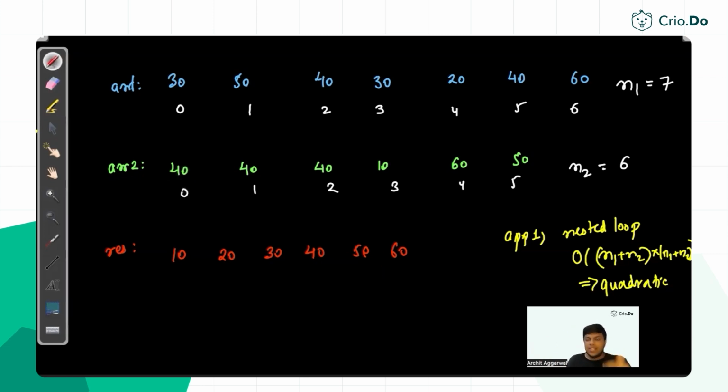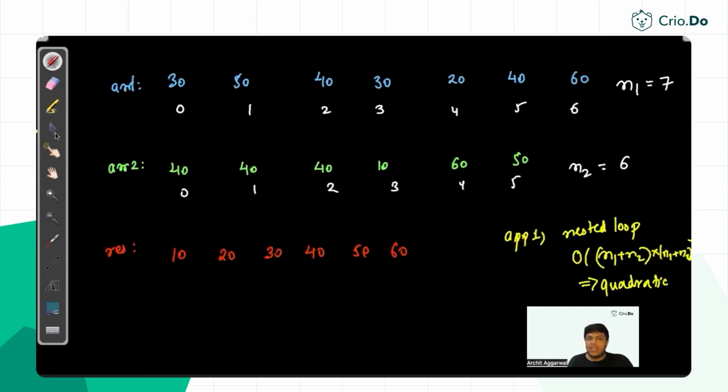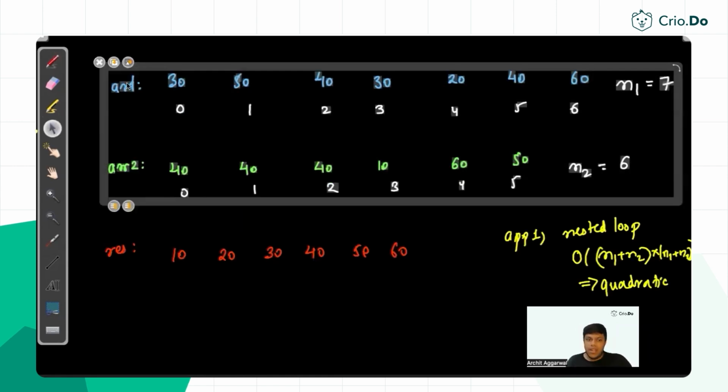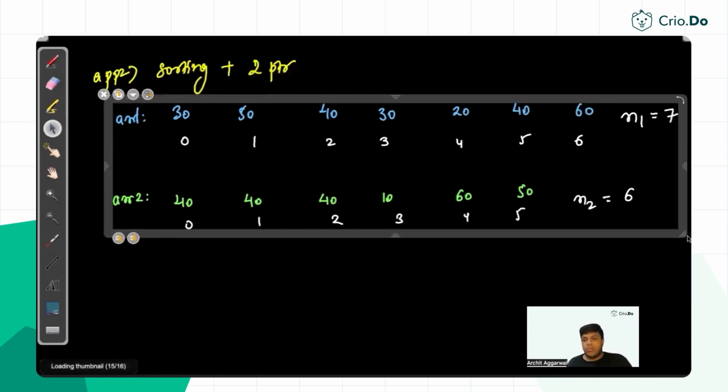But right now, let's discuss the first approach, which is using sorting plus two pointers, similar to what you might have done in merging two sorted arrays. Since we are not sure whether the input arrays are already sorted or not, the first thing we can do is just sort both of them.